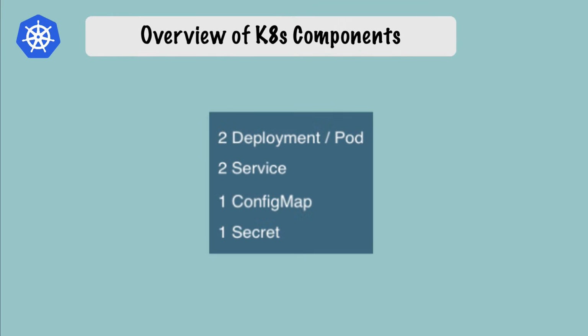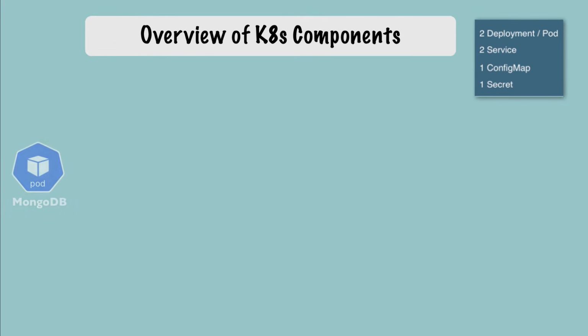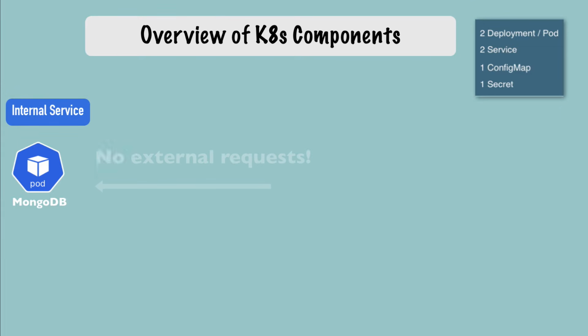So first we will create a MongoDB pod. And in order to talk to that pod, we are gonna need a service. And we're gonna create an internal service, which basically means that no external requests are allowed to the pod, only components inside the same cluster can talk to it. And that's what we want. Then we're gonna create a MongoExpress deployment.